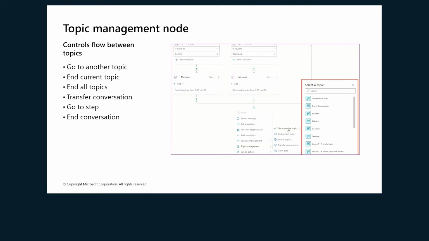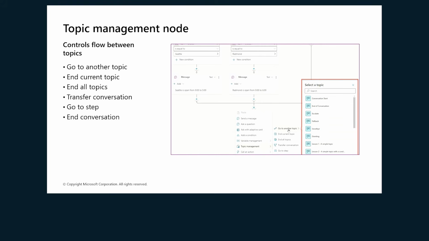Control flow in agent topics is about managing the sequences in which actions and decisions are carried out. Think of it as a roadmap that guides the agent through tasks and choices, making sure everything happens in the right order. This is especially useful when you want to redirect the conversation to another topic.